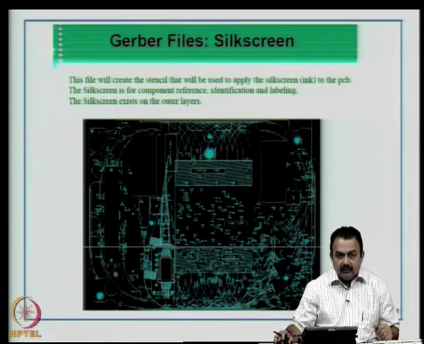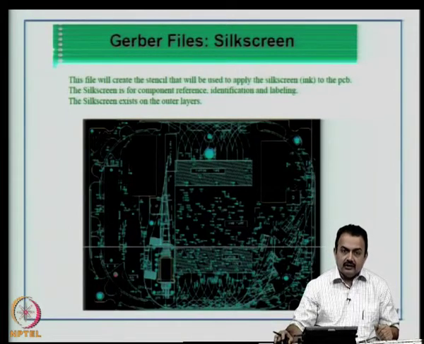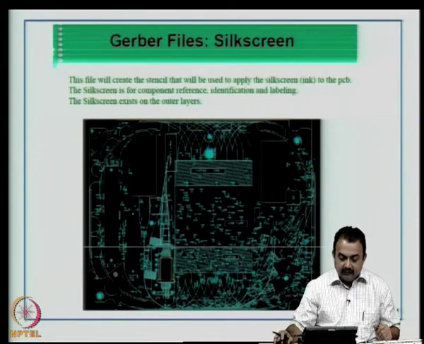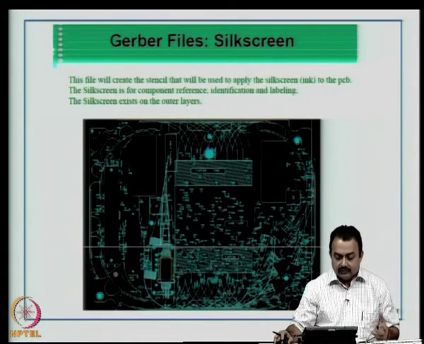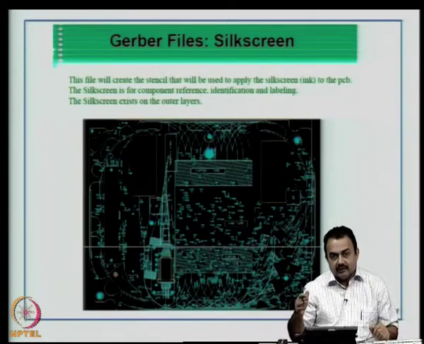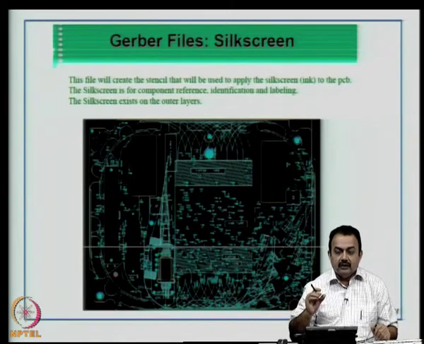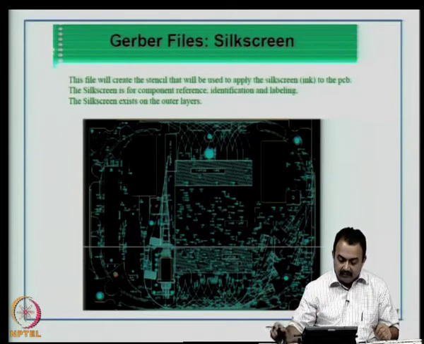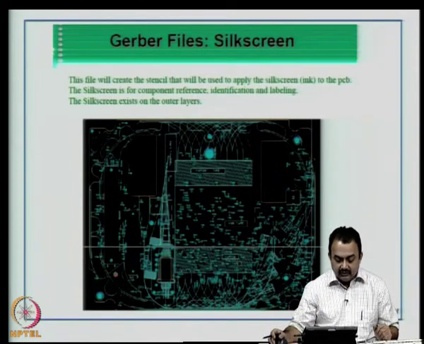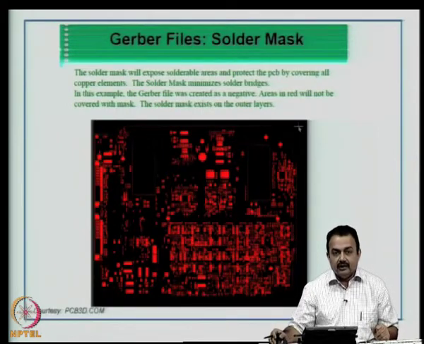Now, this is an example of a visual capture on a screen of a silk screen legend Gerber file. This file will create the stencil that will be used to apply silk screen printing, that is an ink, to the PCB. So, this is basically text information that will tell you where the component is located or needs to be placed, identification of a component and proper labeling of the PCB. So, this silk screen legend text exists on the outer layers. You do not have to do it for the inner layers, because there is no component in the inner layers.